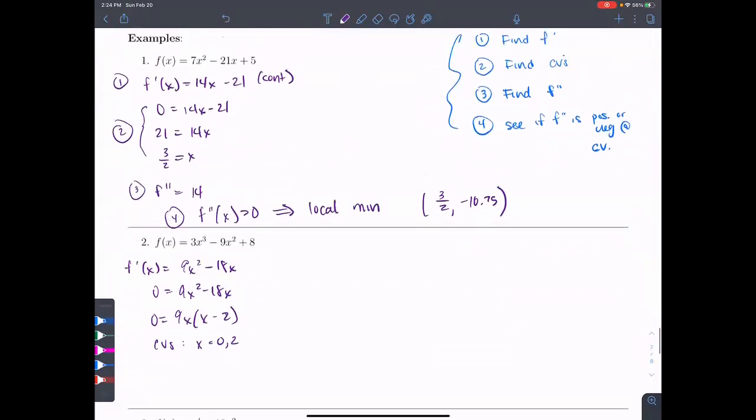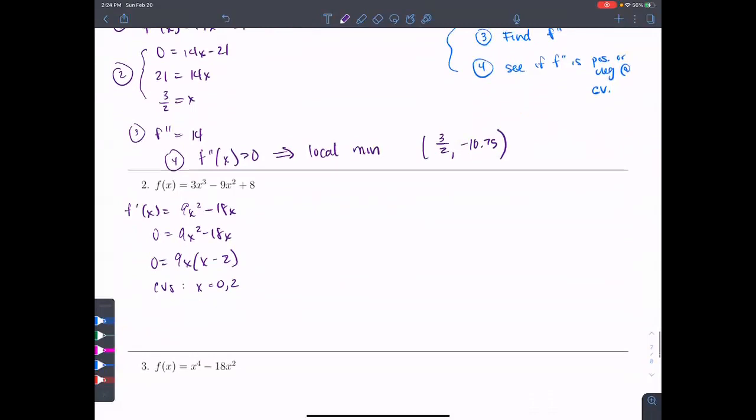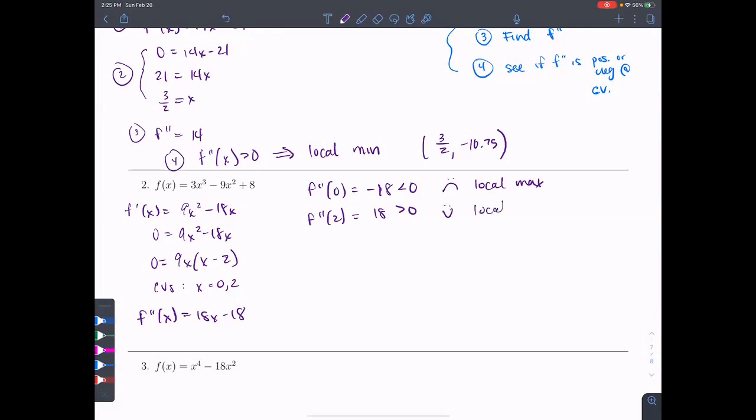It says steps 1 and 2: find f prime, find the critical values. Step 3 would be to find f double prime, which would be 18x minus 18 in this case. And then check to see if f double prime is positive or negative at our critical values. So f double prime of 0 would be negative 18, which is less than 0. F double prime of 2 would be 18 times 2 minus 18, so it would just be 18, which is greater than 0. So down like a frown means you're looking at a local max, and up like a cup means you have a local min.